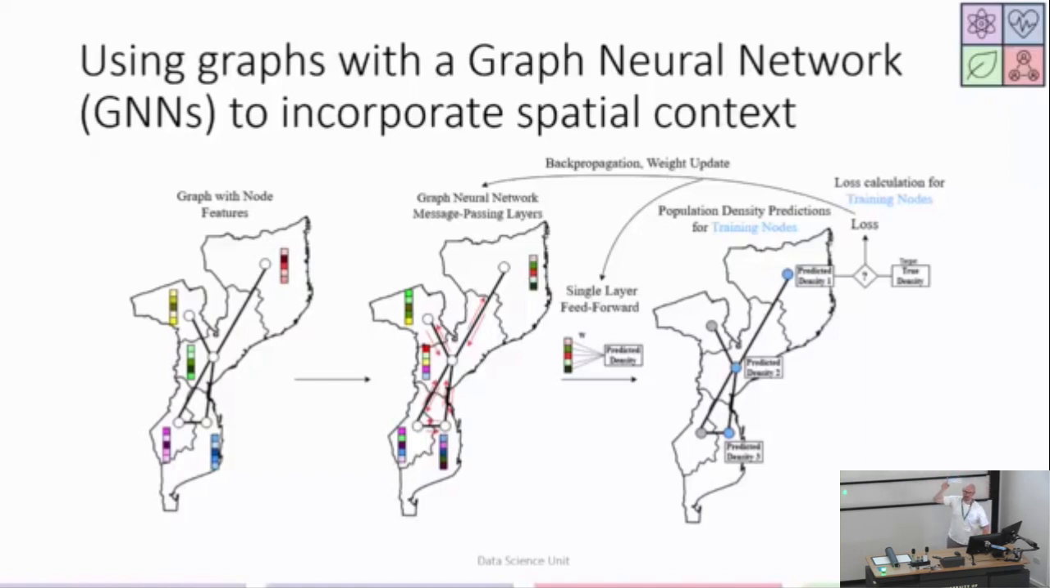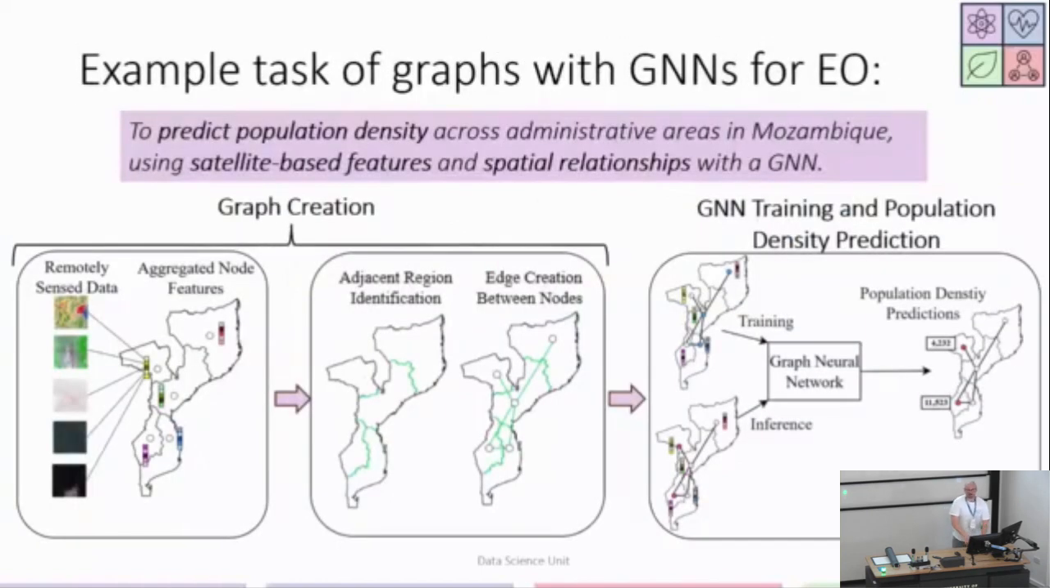Go back, do that for amount of epochs until you have a nice trained model. So, okay, I've kind of already alluded to an example task of population density. So let's predict population density across administrative areas in Mozambique using satellite-based features and then spatial relationships between those nodes.